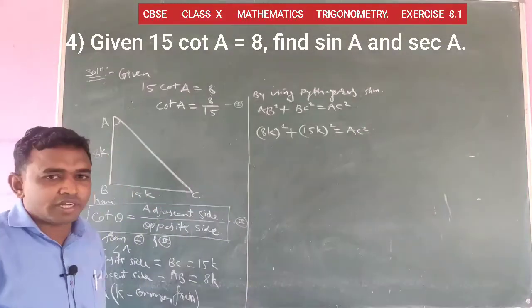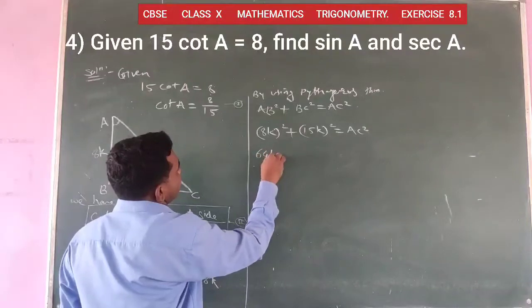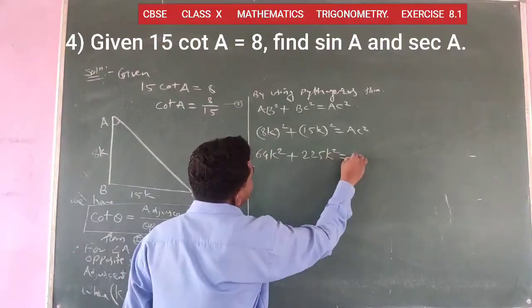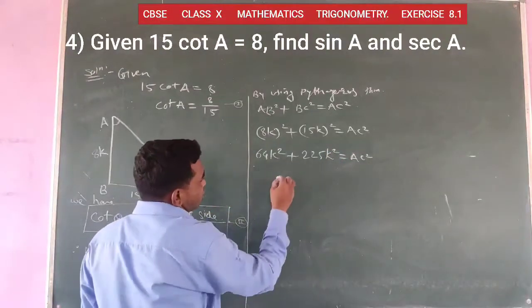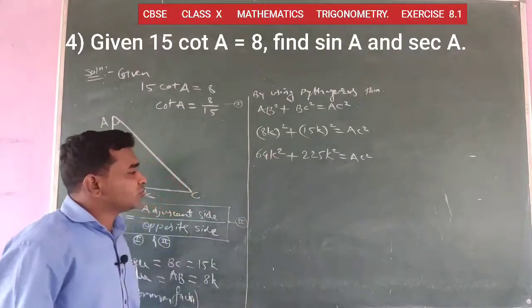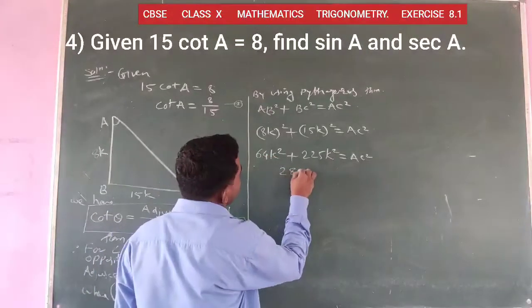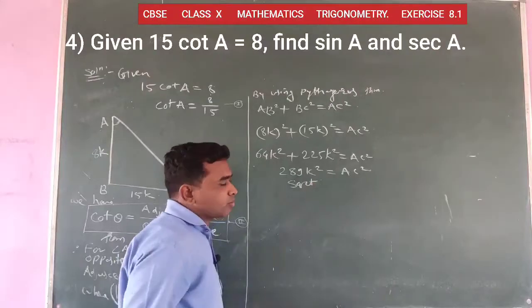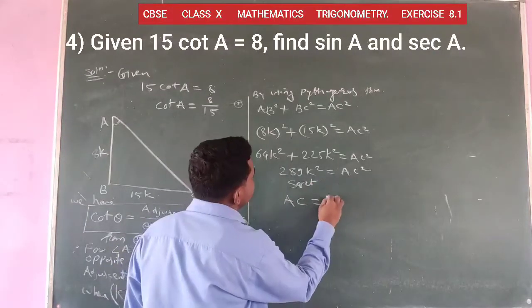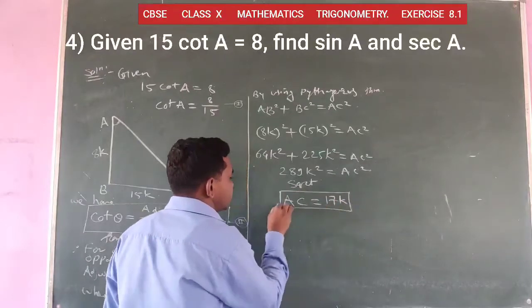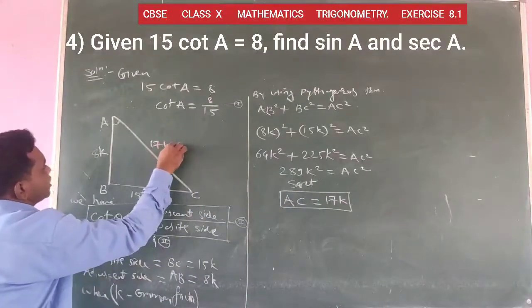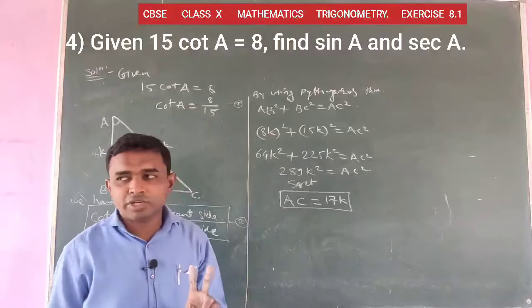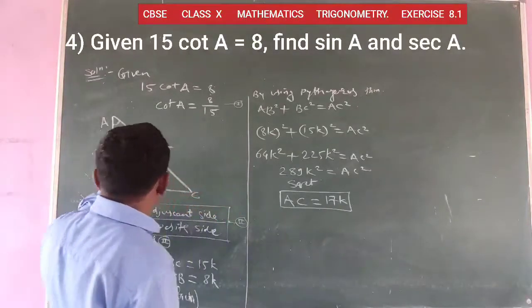So square of 8k: 8 square is 64, k square as it is, plus 15 square is 225, k square as it is, that is the AC square. So 64k square and 225k square, that means 289k square is equal to AC square. After taking the square root, AC is equal to 17k. When we take the square root of 289, our answer is 17, and the square root of k square is only k. So AC is equal to 17k.